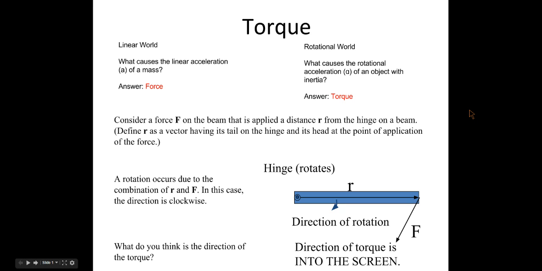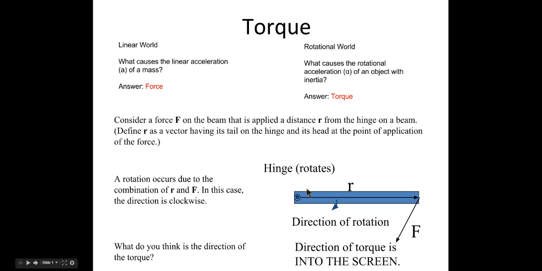Here's a quick introduction to torque. In the linear world, what causes the linear acceleration of a mass? Well, that's force from Newton's second law, F is equal to ma. In the rotational world, what causes a rotational acceleration, alpha, on an object with rotational inertia is called torque.